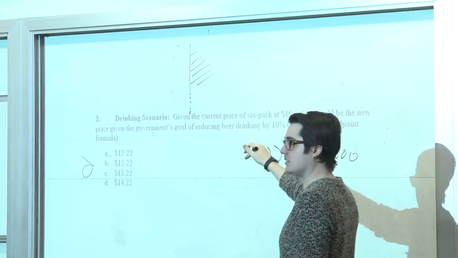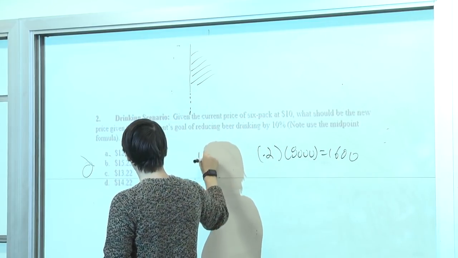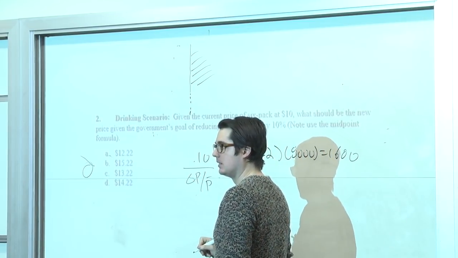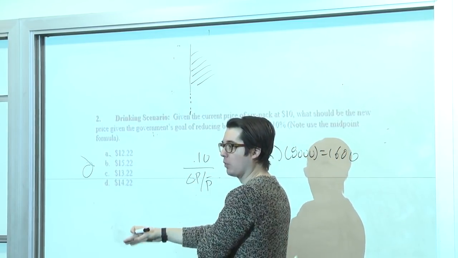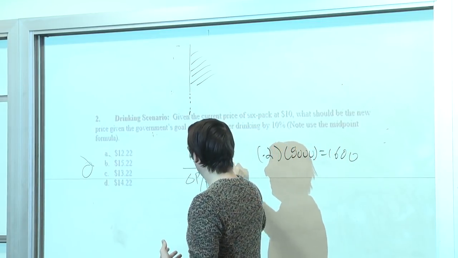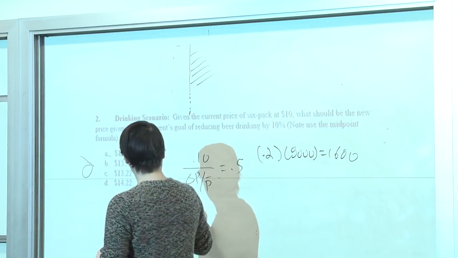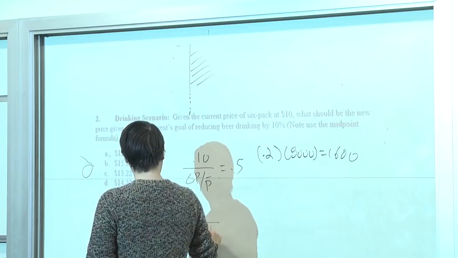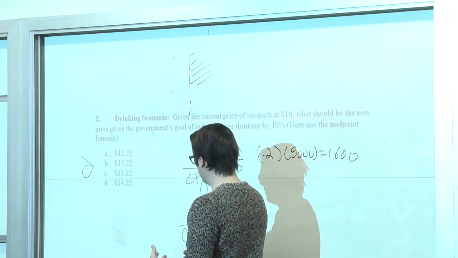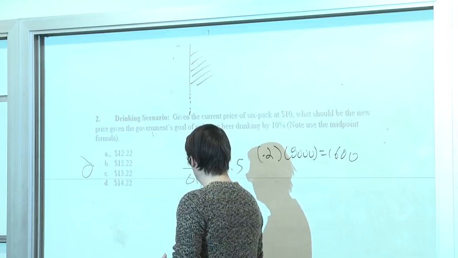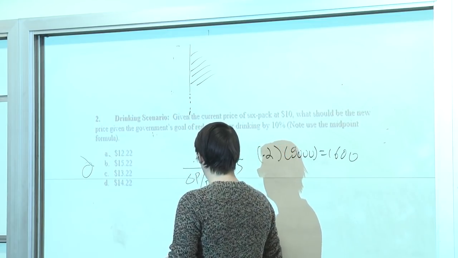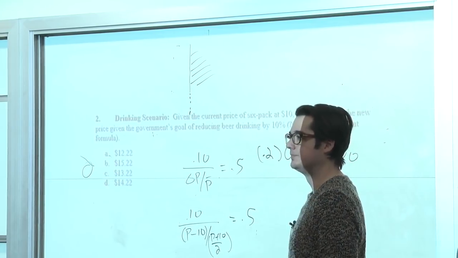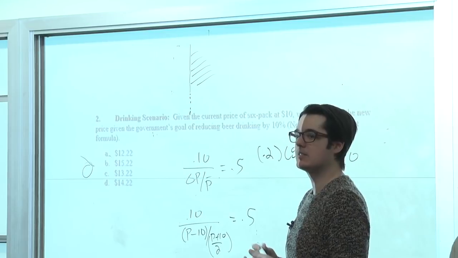Remember, it's the midpoint method. So you do 0.1 divided by change in P divided by your average P. And we don't know what one of those P's is, we're solving for it. So you do 0.10 divided by P minus 10, divided by the average of P and 10, which is P plus 10 divided by 2. And then we know from question 1 that equals 0.5. We know our elasticity is 0.5. So then we just solve for P. Okay? Anything else?